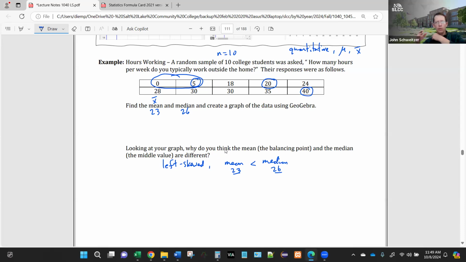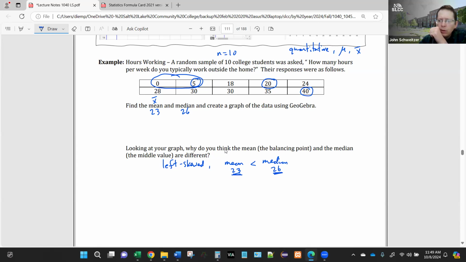But we saw, as with the housing values, right? The mean is more sensitive. So the mean is going to get pulled further to the left than the median. So we see this a lot. When the graph is left skewed, the mean tends to be less than the median. All right. Any questions there about the median?